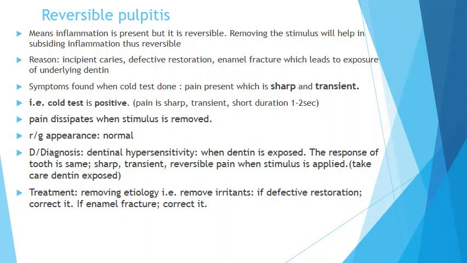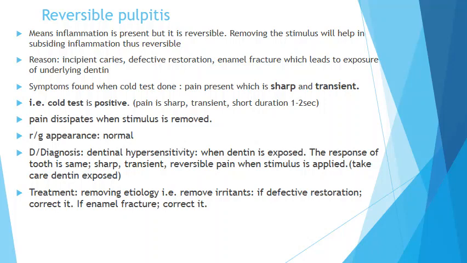Now, what will be the differential diagnosis? Differential diagnosis will be dentinal hypersensitivity, which happens when the dentin is exposed. The response of the tooth will be the same, sharp, transient, reversible pain when stimulus is applied. Now, important is when you are answering such questions and you are confused, generally in the case history, they have mentioned that dentin is exposed. So from there you can have an idea that it can be a case of dentinal hypersensitivity as well.